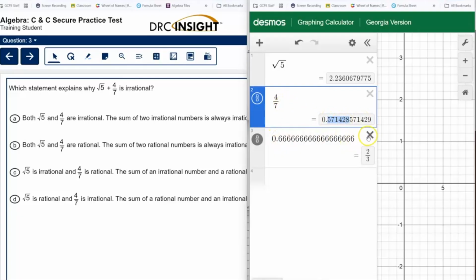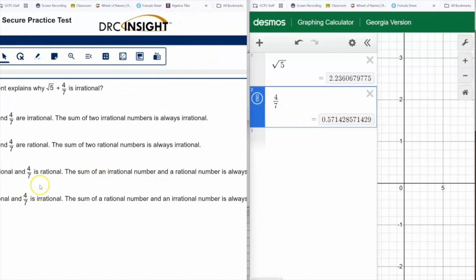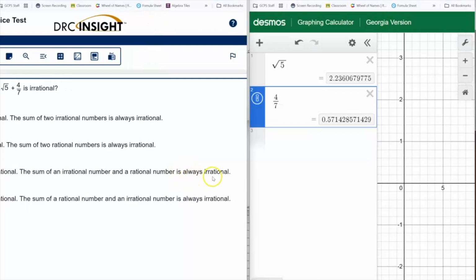So this is rational. All right, so both of them are irrational. Nope. Both of them are rational. Nope. One is irrational, which is radical 5. Yes. And then this one is rational. Yes. This one is rational. No. So this is the only answer even without reading the explanation, but the explanation says the sum of an irrational number and a rational number is always irrational.